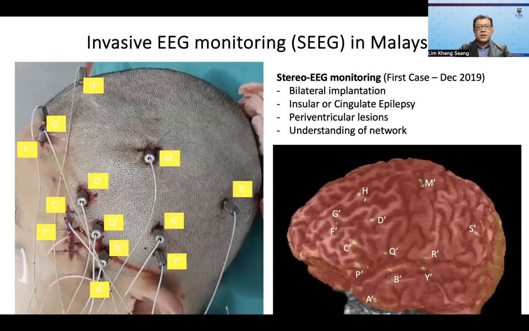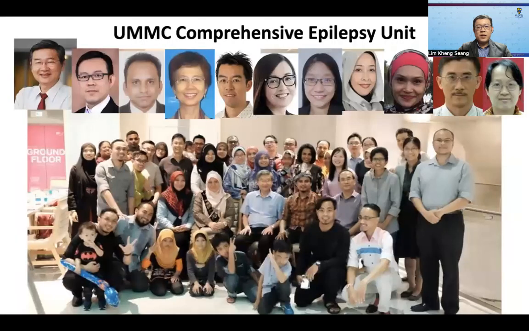This is our latest progress, whereby we have started stereo EEG monitoring, and our first case was monitored in December 2019. As you can see in the picture, a burr hole was made. The electrodes were inserted deep into the brain, as deep as the insula, as deep as the hippocampus, as well as the cingulate, to monitor the seizure activities. And this is very specific and sensitive in detecting ictal or seizure onsets. This is our UMMC comprehensive epilepsy unit, including the adult and pediatrics groups, as well as our pathologists, surgeons, and radiologists.